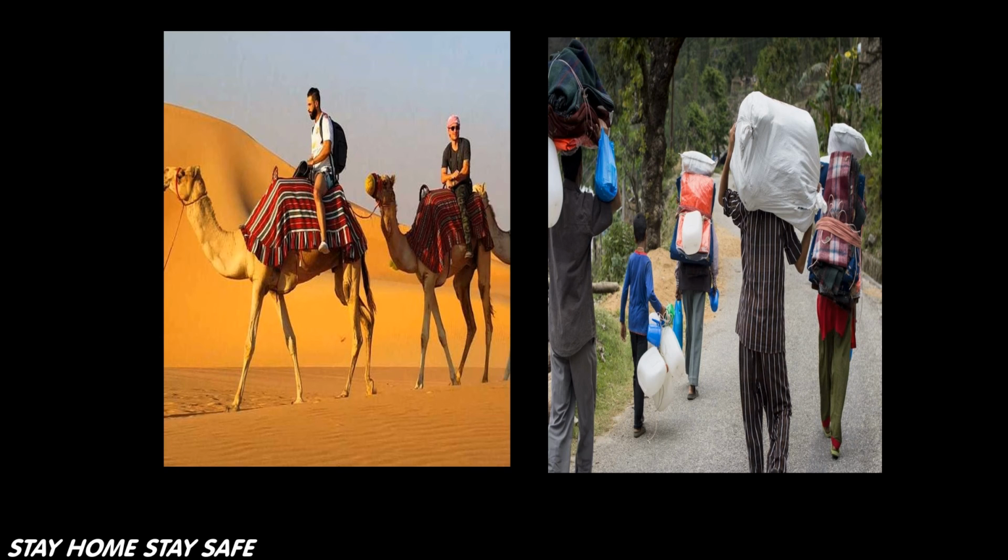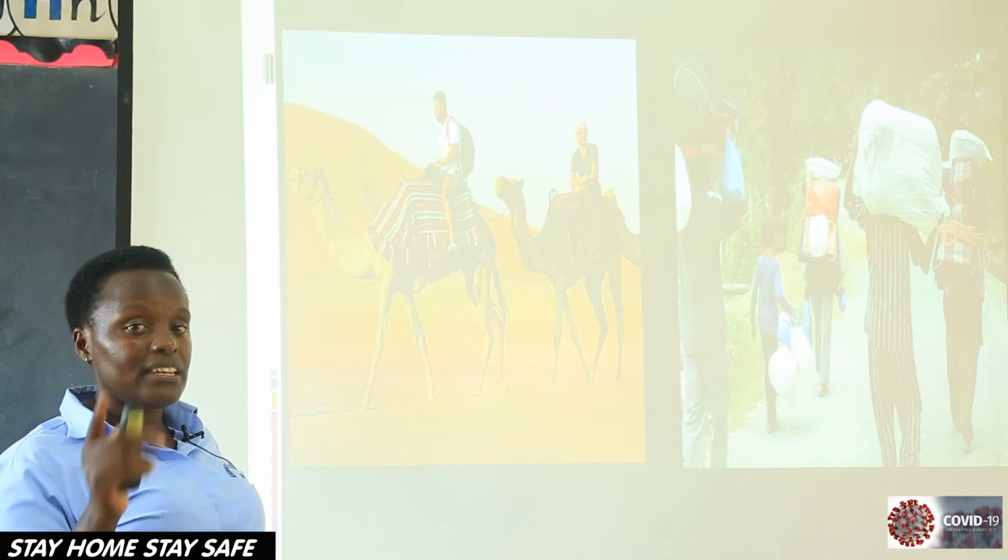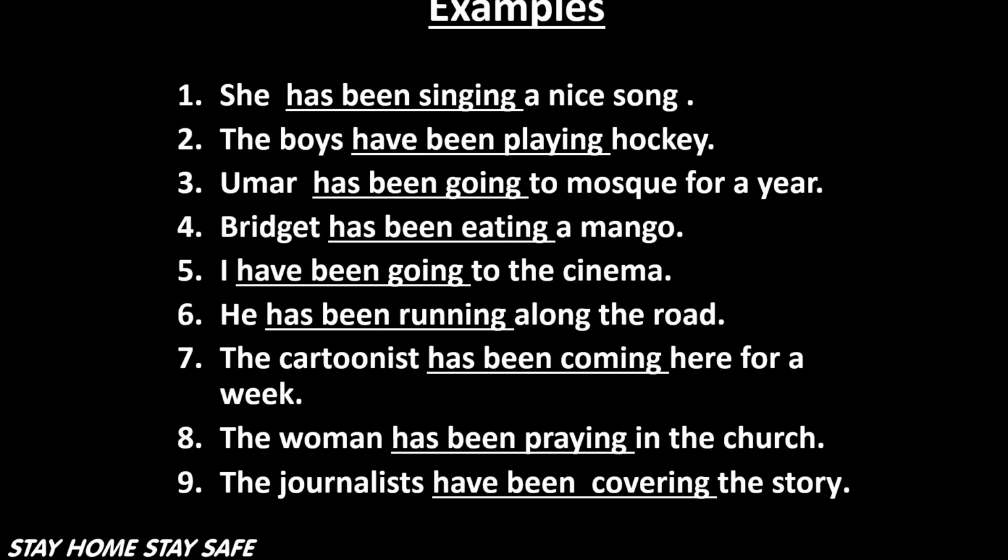Then we have these people. What have they been doing? They have been walking. Someone say the pedestrians have been carrying their luggage. Remember, many have, one has. Then we put been. We use ing.